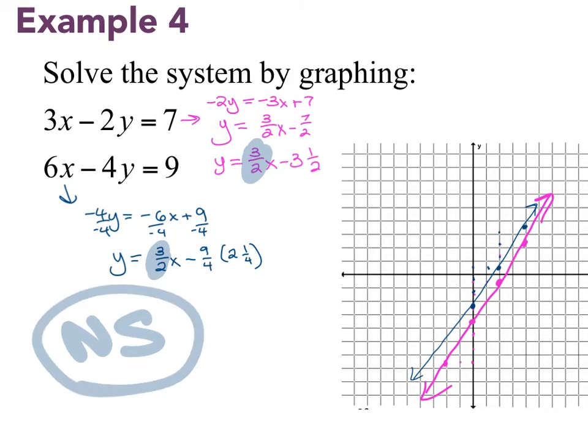If it says to graph and then find your answer, you still want to graph it. But if it just says to solve it, then you can identify that they're parallel from the beginning. You can save yourself the extra steps.